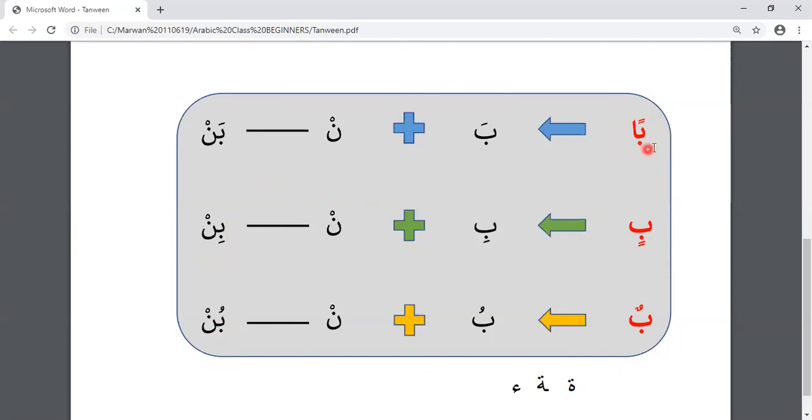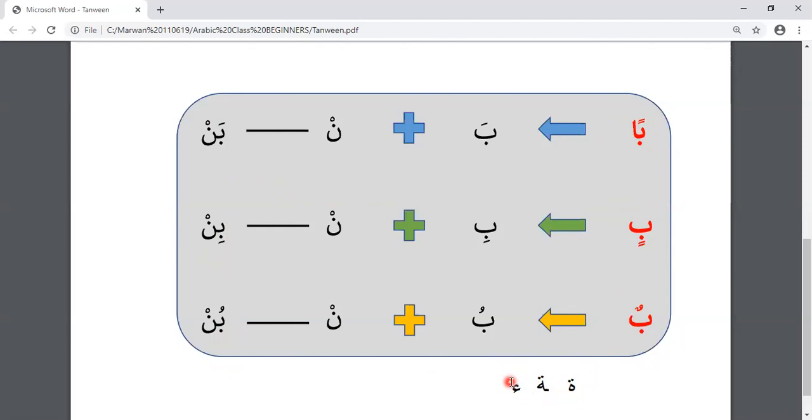All the letters of the alphabet, if they end with tanween al-fath, they get an alif, except this form of ta and this form. And sometimes the hamza, you will see an alif after it, and sometimes you won't. You will just see two fatha on top of it.